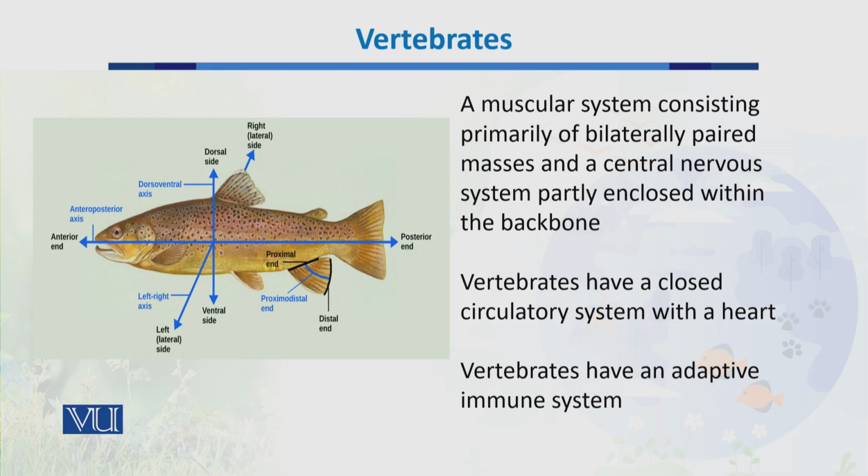Then they also have an adaptive immune system, which means that their immune system can adapt according to the new challenges of the changing environments.